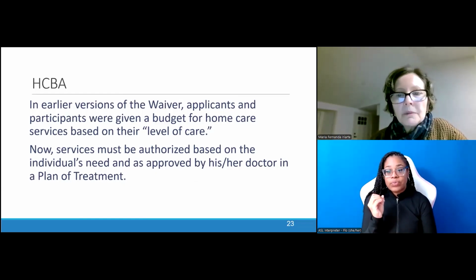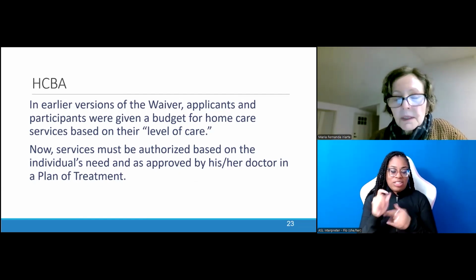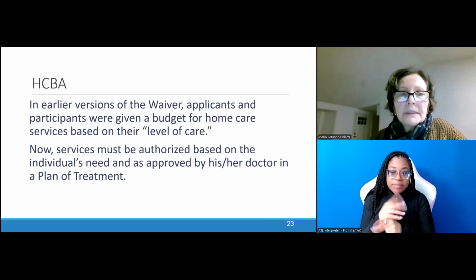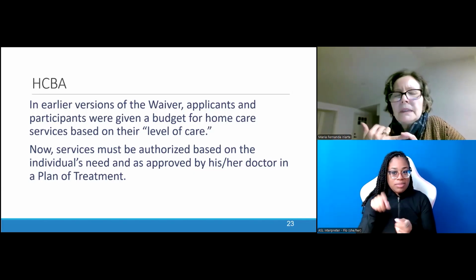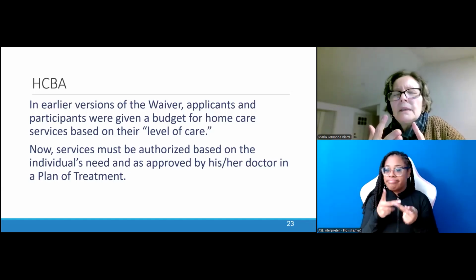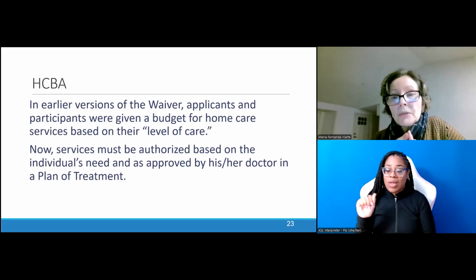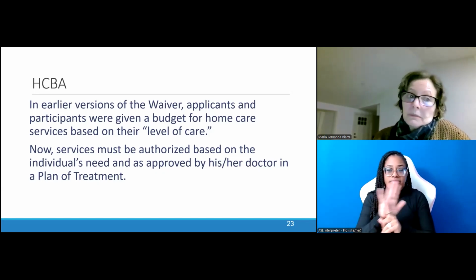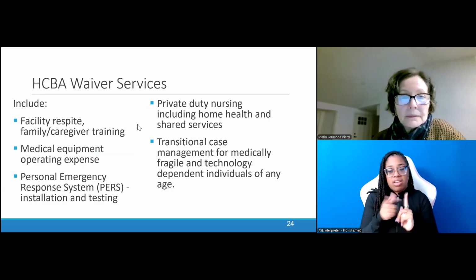So for the home and community-based services waivers, the needs are individualized. Your doctor has to approve a plan of treatment. And the levels of care in this HCBA waiver, I know because I worked a lot with this waiver, are nursing facility level A, B, subacute, acute, and intermediate care facility, continuous nursing, which is the highest level of care in the ICF world. So if you meet any of the criteria for any of those levels of care, then you're on your way to being approved.